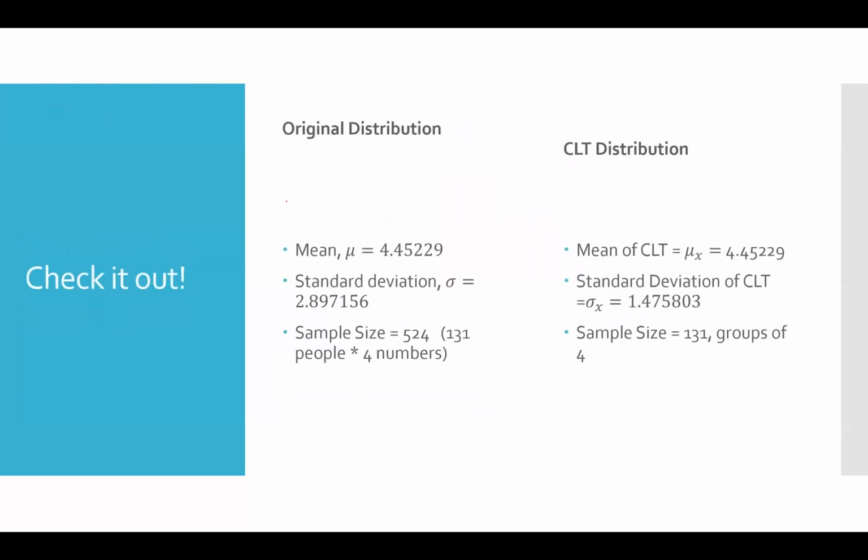Our original distribution, remember, was uniform. The central limit theorem distribution is normal. And I told you a while ago that one of the consequences of applying the central limit theorem is that the mean of the original was the same as the mean of the central limit theorem. And look, lo and behold, we get exactly the same value.